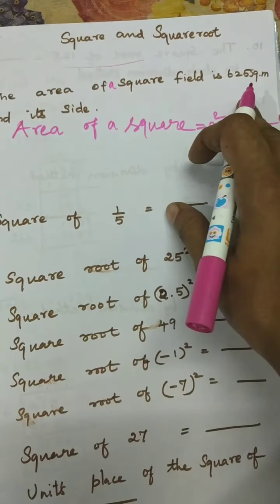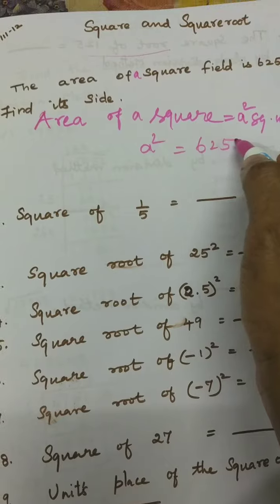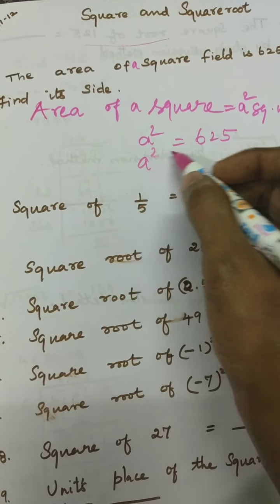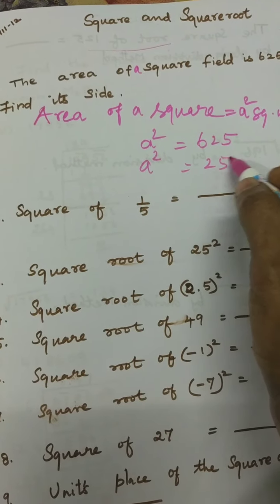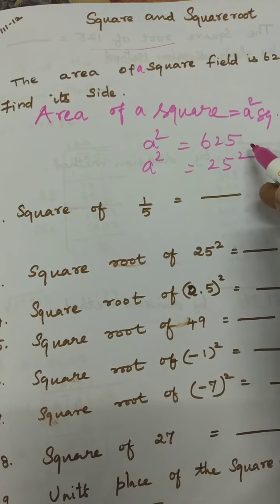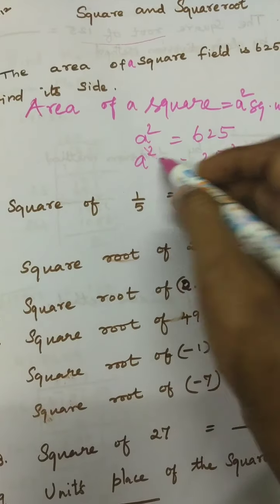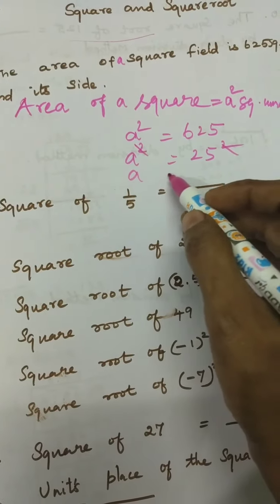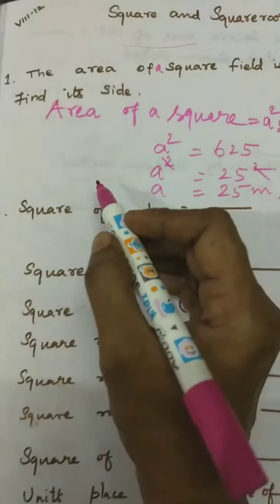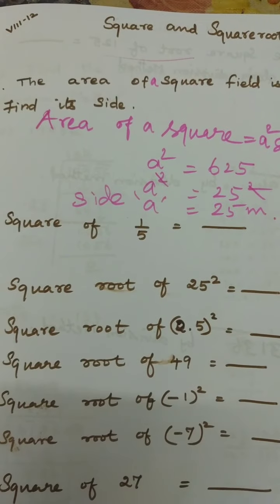So the area is given as 625. We have to find the side, isn't it? So you can write A square is equal to 25 square, isn't it? If you bring this square to this side it will come as root. Square comes this side means root. So square and root get cancelled. A is equal to 25 meter. Side A is equal to 25 meter. This is the answer.